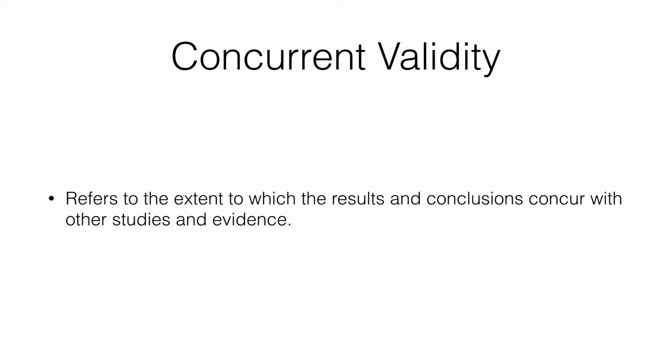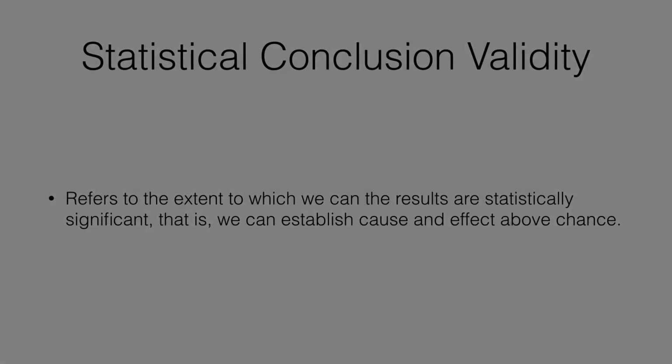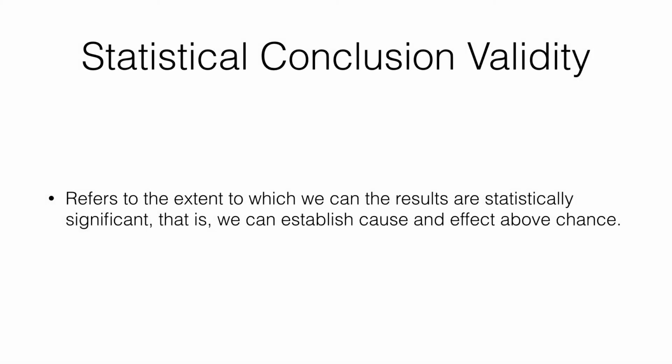Statistical conclusion validity refers to the extent to which we can say the results are statistically significant. That is, we can establish cause and effect above chance. Typically, in psychology studies, we have a 5% margin of chance. So whatever the results are, if they're not above 5%, then we say that chance has caused these results and we'll accept the null hypothesis.